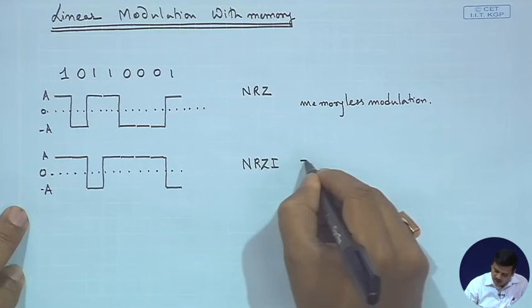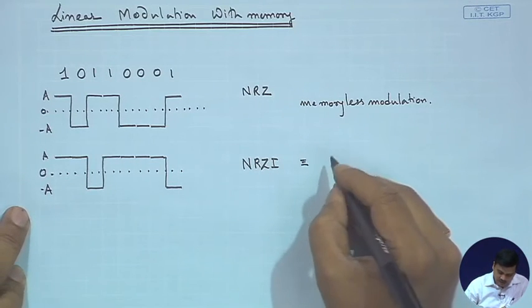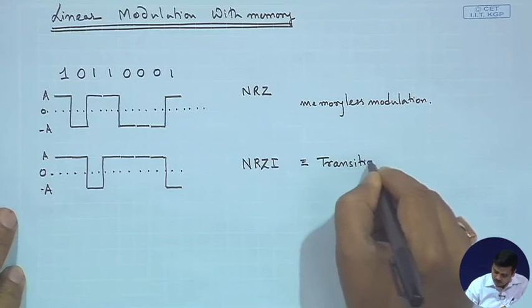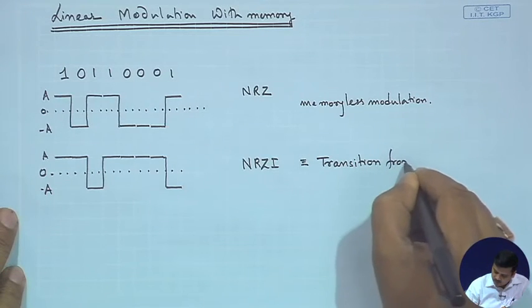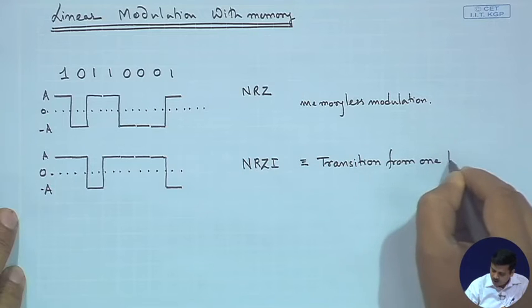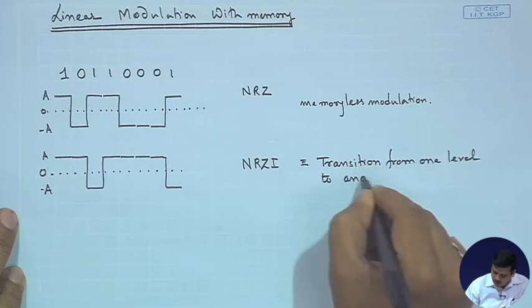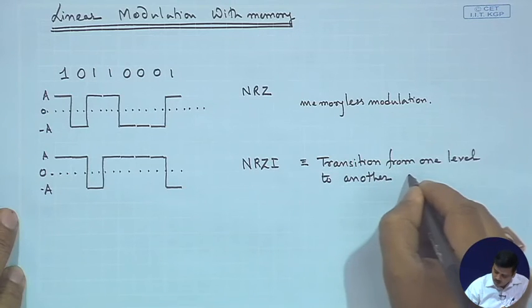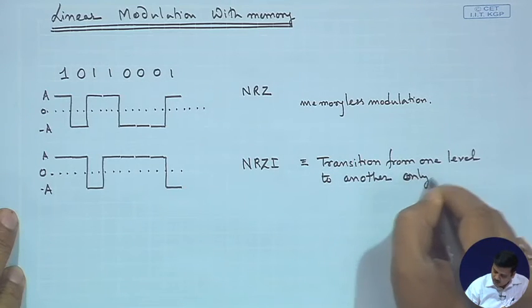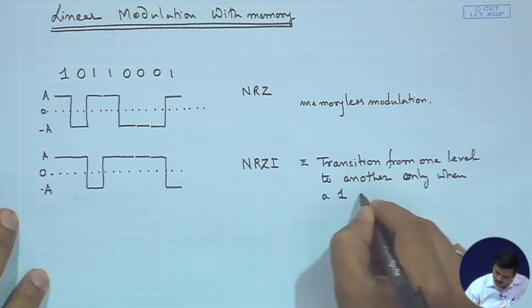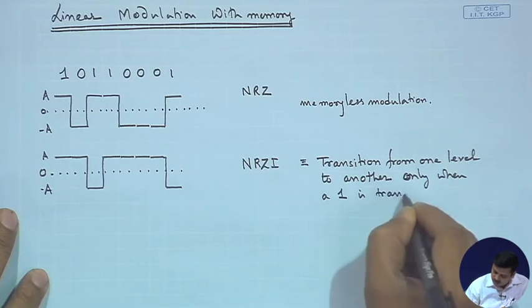So, in this case, there is a transition from one level to another only when a 1 is transmitted.